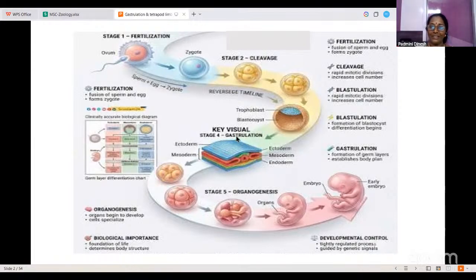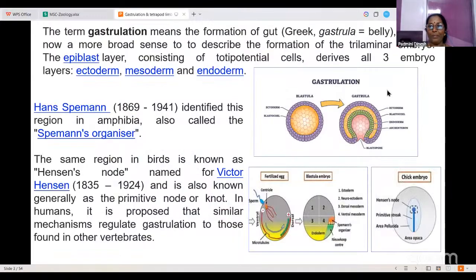So we are going to talk about this stage in this particular class, and organogenesis will be dealt with in the next class. Now, coming to what exactly gastrulation is, we'll talk a little bit about the meaning of gastrulation. The term gastrulation is from the Greek word for belly formation. So what exactly is belly formation? It is digestive tract formation that we refer to as gastrulation.